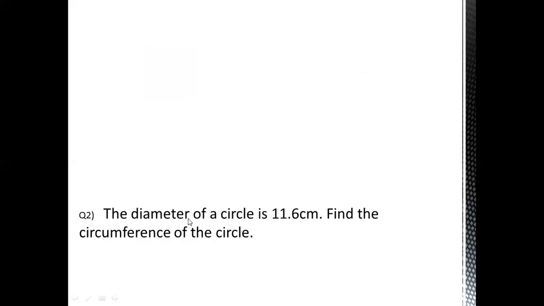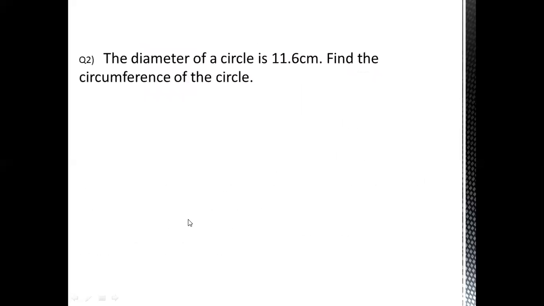Now come to question number 2. The diameter of a circle is 11.6 centimeter. Here the diameter value is given. Find the circumference of the circle. Circumference means 2 pi r. Formula is 2 pi r. This you are going to find. So what is given? Given that diameter is 11.6 centimeter.